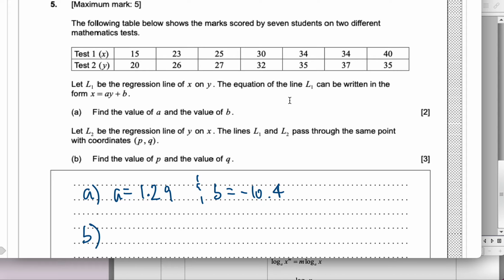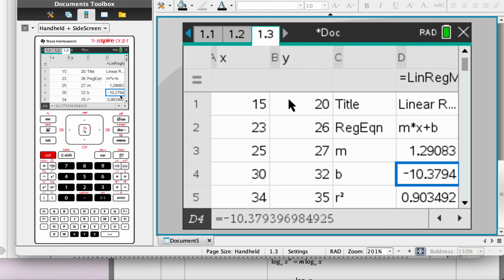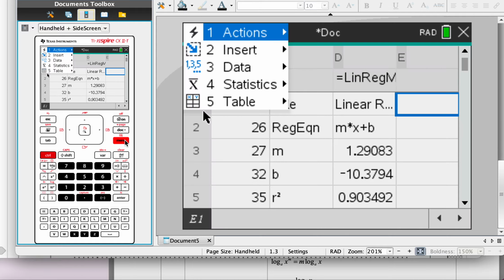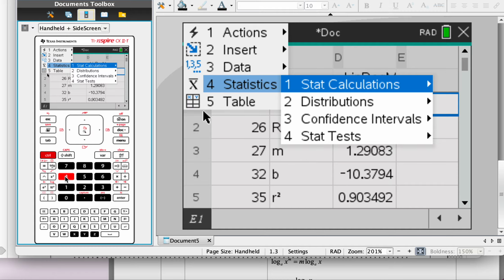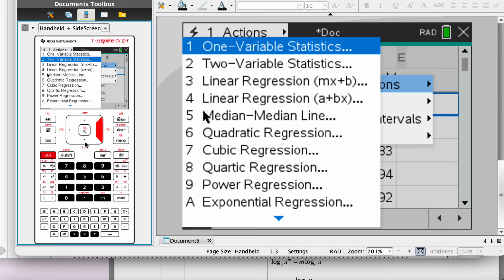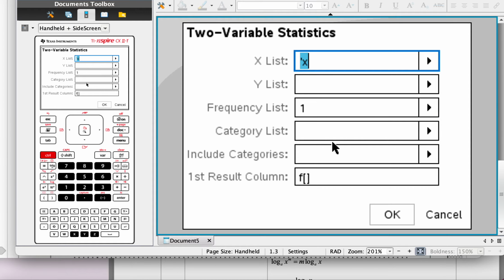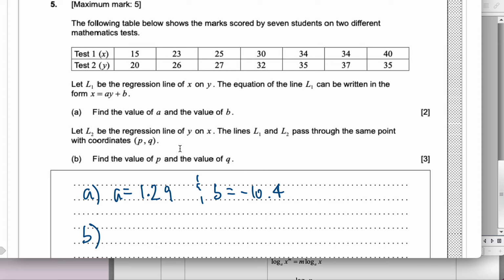So what we can do is just go over here. We can go to menu, stats, and now we're doing 2 variable stats. We need the mean of those data. Okay, now this time we can put x and y in the normal positions because it's now y on x, unlike the first case. So just to be clear, it's y on x.